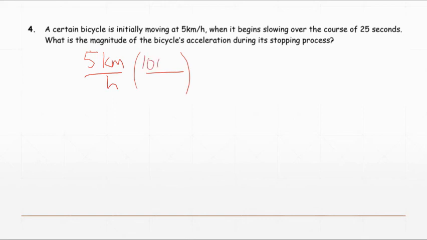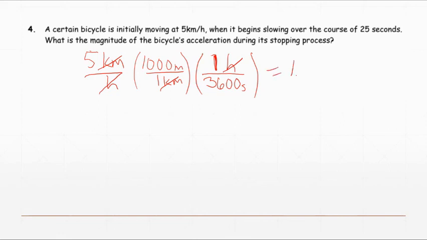So for every 1 kilometer, I have 1,000 meters. Kilometers cancel. Then I'm going to convert my hours. For every 1 hour, I have 3,600 seconds. This is 1, okay? So now my hours cancel. They're on opposite sides of the dividing line. This ends up giving me 1.39 meters per second.